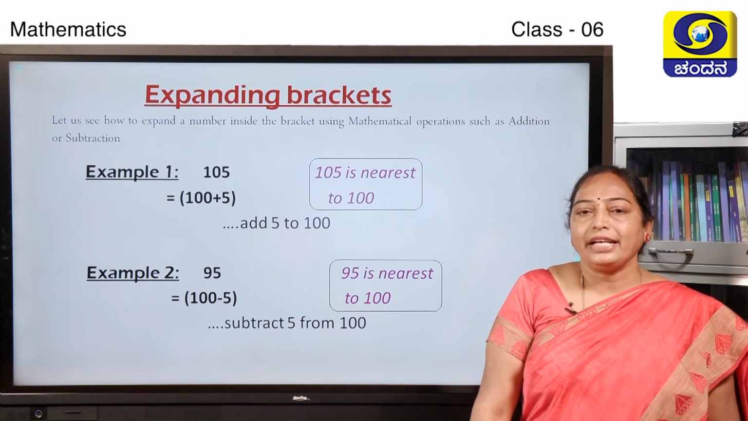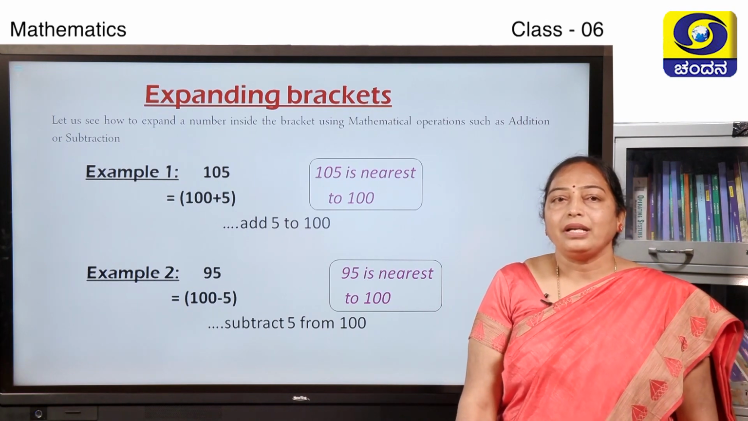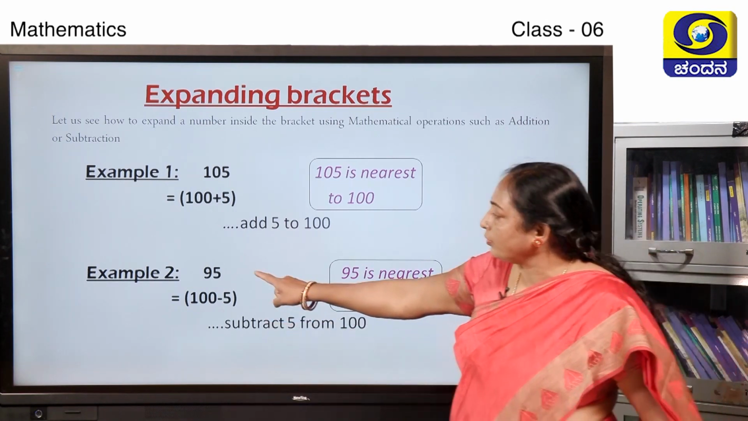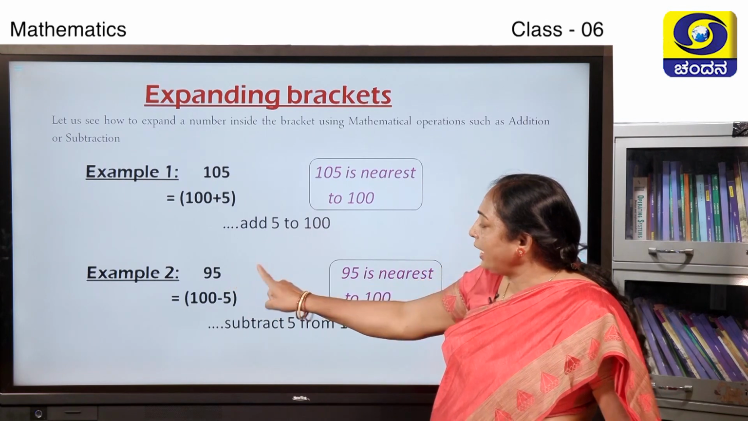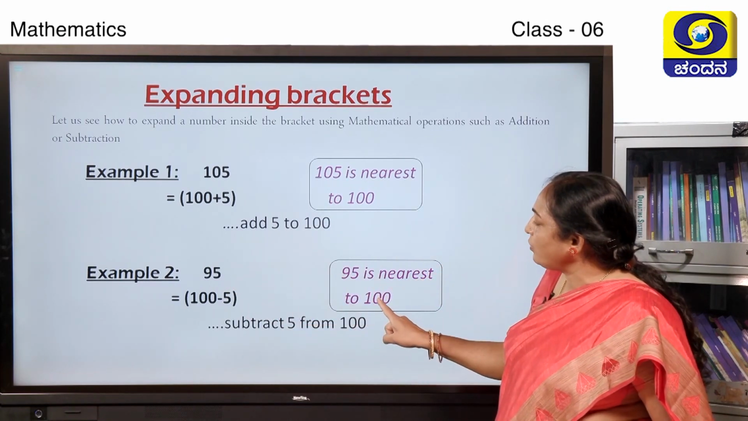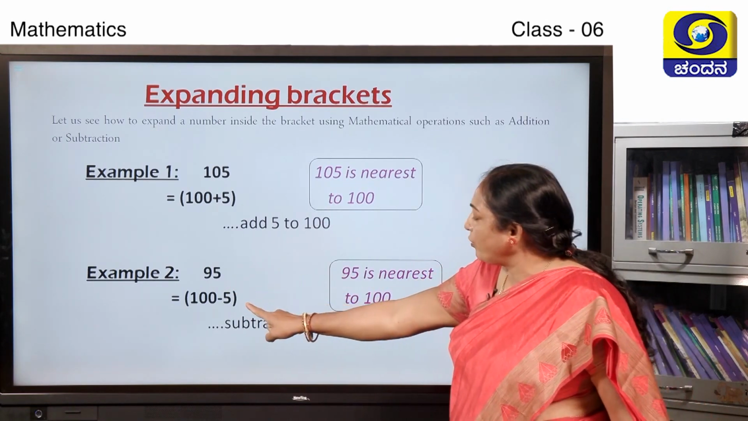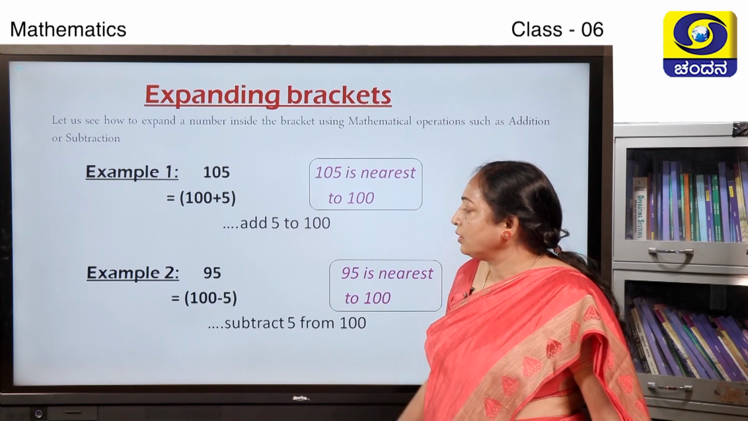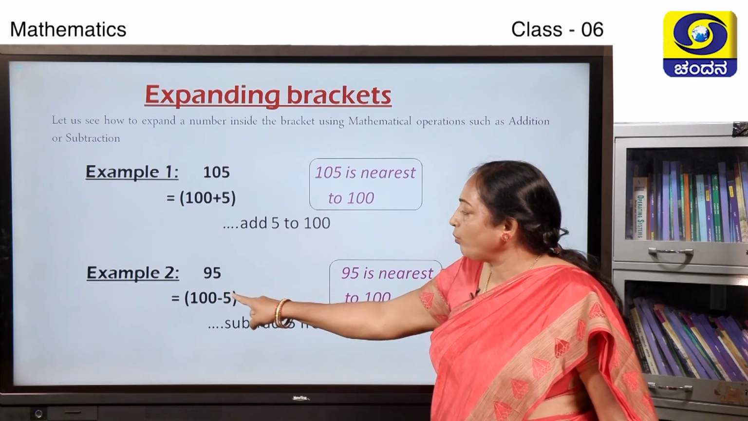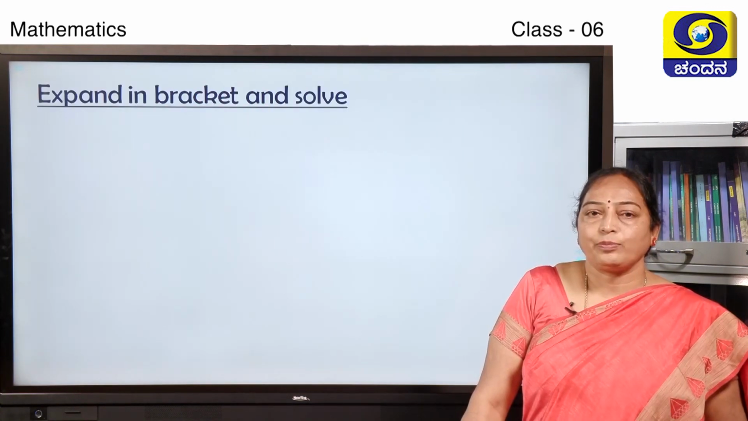In the second example, the number 95 is given. 95 is nearest to 100. That is why subtract 5 from 100. So, what we get? 100 minus 5. Expand in bracket and solve.